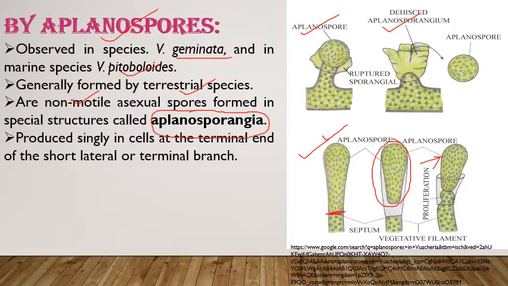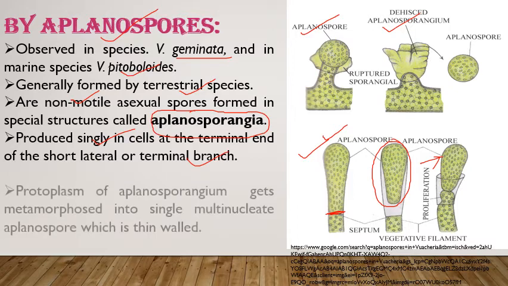और जैसे ज़ूस्पोर बनता है, they are also produced singly inside this zoosporangium. The terminal branch, जो टर्मिनल ब्रांच है उसमें ये स्ट्रक्चर बनता है और इसके अंदर का जो सारा का सारा कंटेंट है वो ट्रांसफॉर्म हो जाता है एक सिंगल एप्लानोस्पोर में.